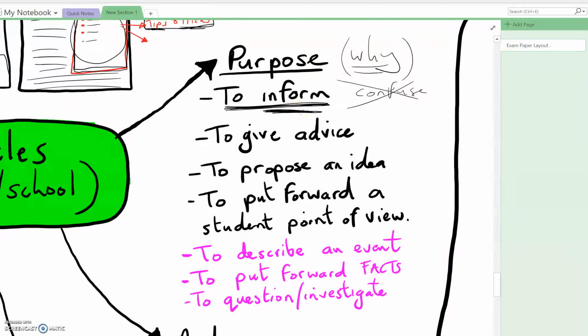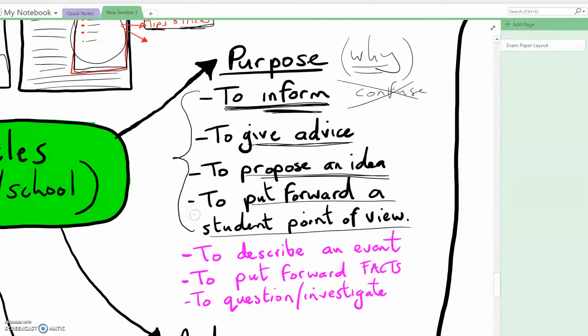So that should immediately ring some bells in your head to say, okay, if my purpose is to inform, I need to include facts. I need to give advice. I need to propose ideas. I need to put forward a student point of view or a particular point of view. That would all be very important and relevant for the school website article or the school journal article.